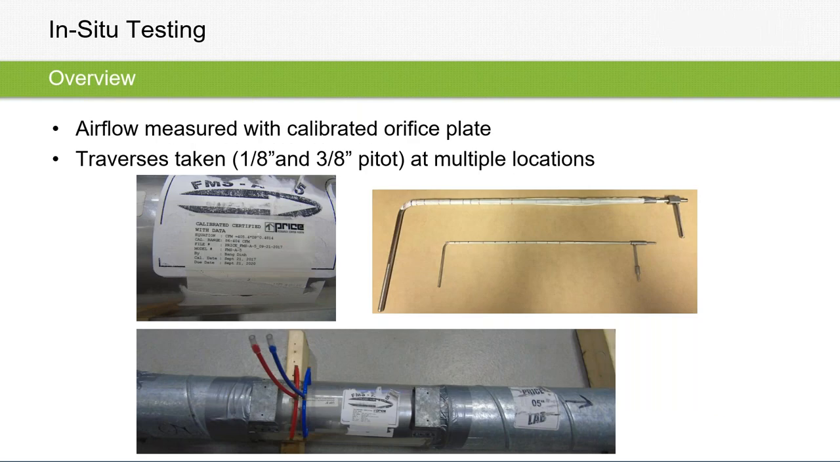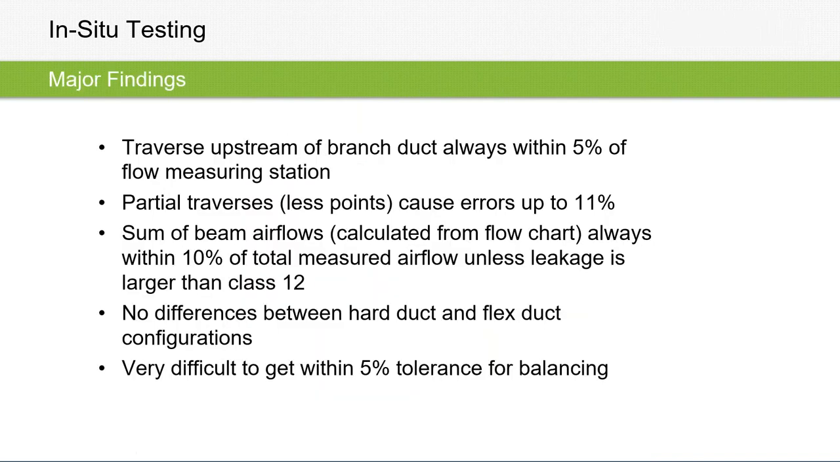We also used a couple of different traverses. If you have a small duct, you may want to downsize your traverse and use a different size pitot tube. If you have too large of a pitot tube, you may not be able to get a reading close enough to the wall of that duct to get an accurate full-point traverse. So we did use both the 1/8 inch pitot tube and the 3/8 inch pitot tube. Here are some notes that we found.